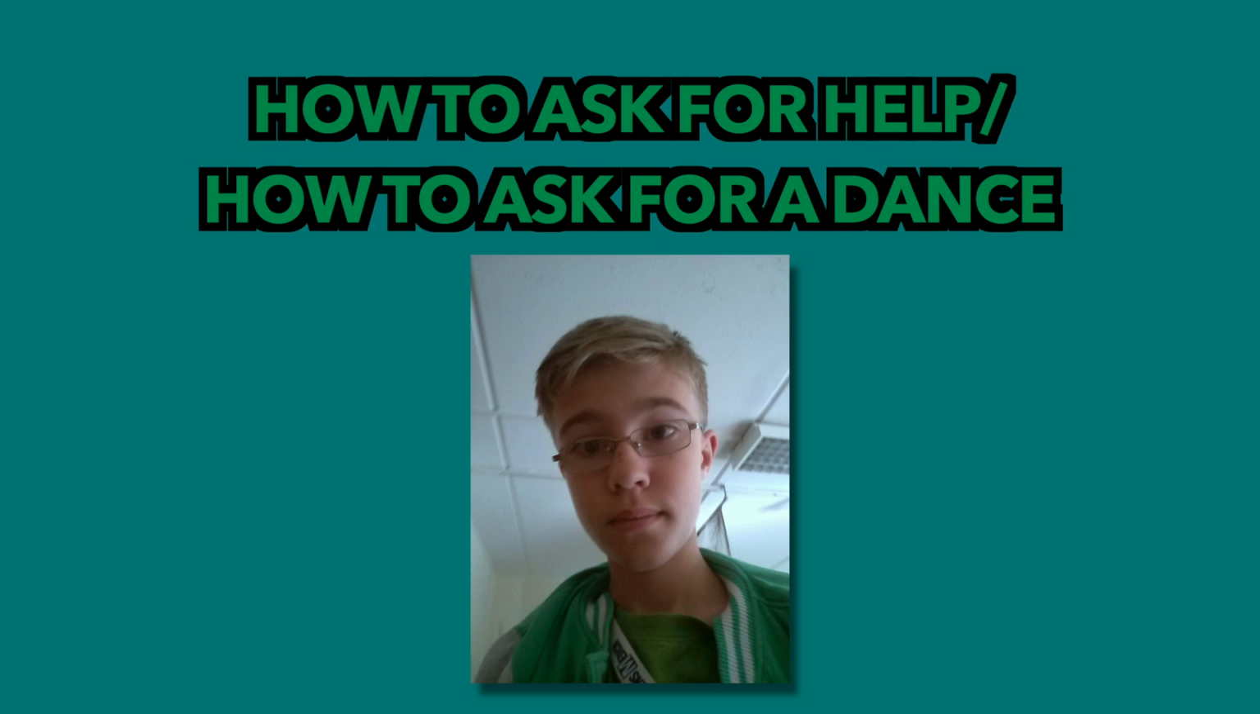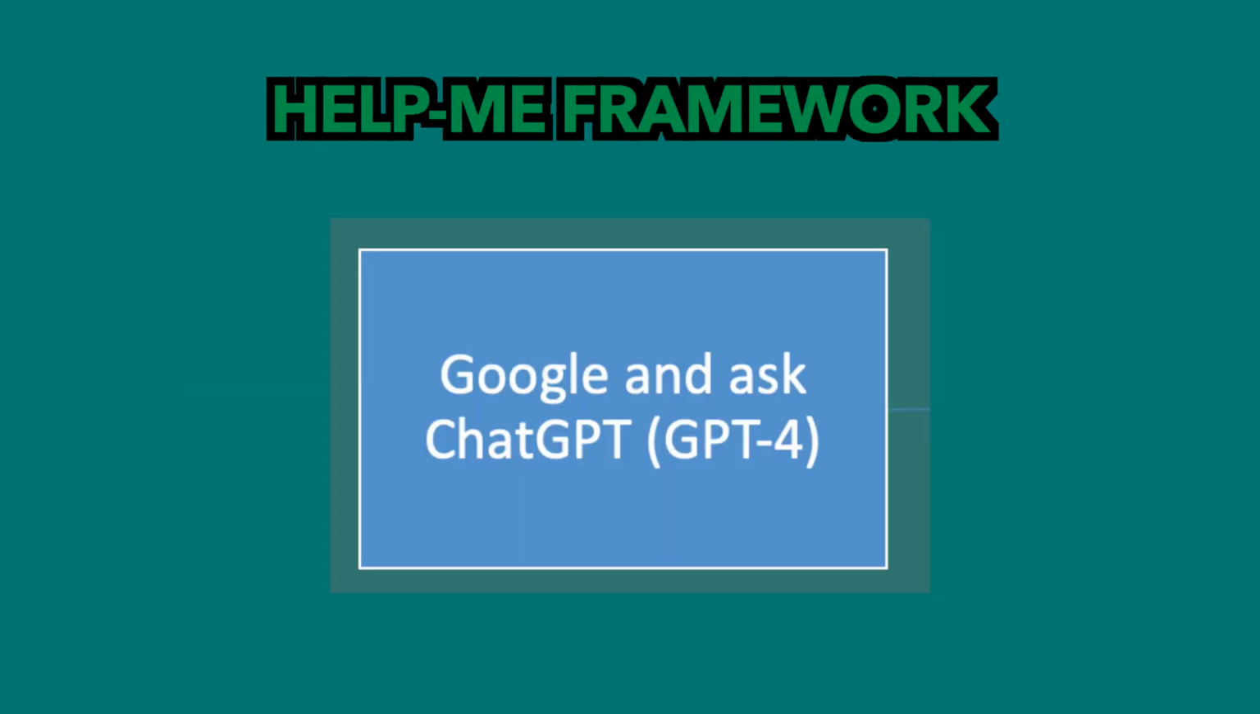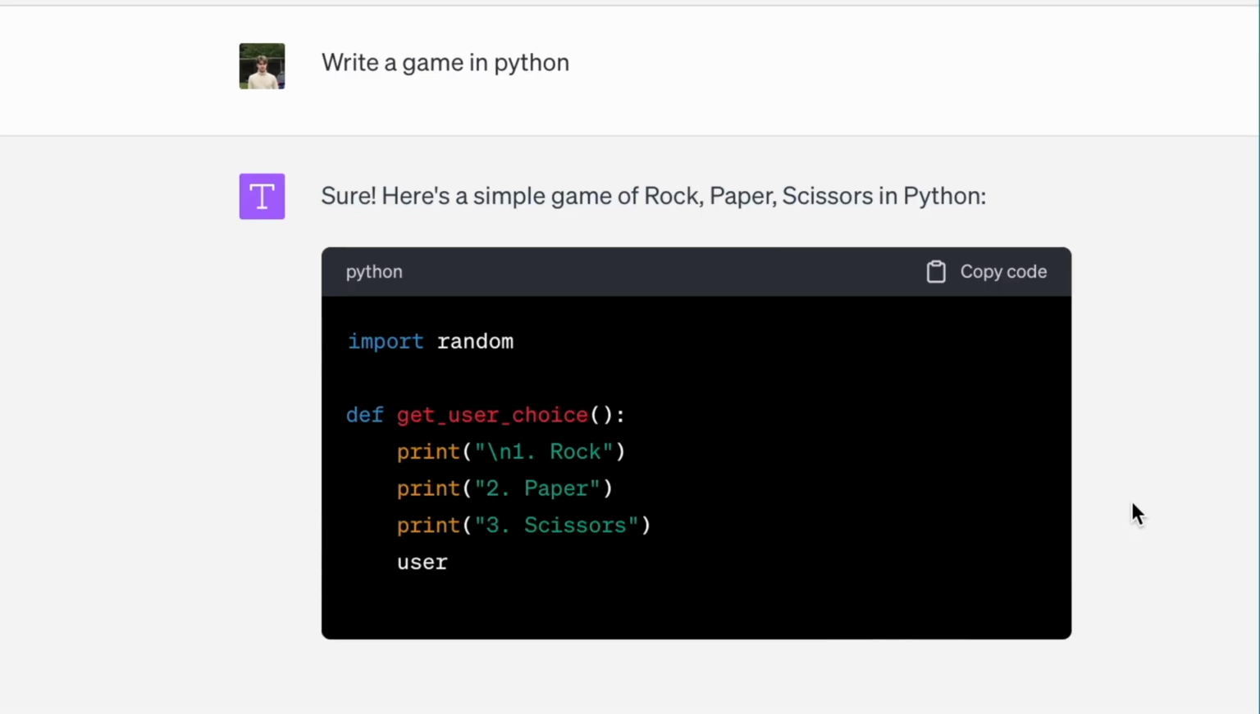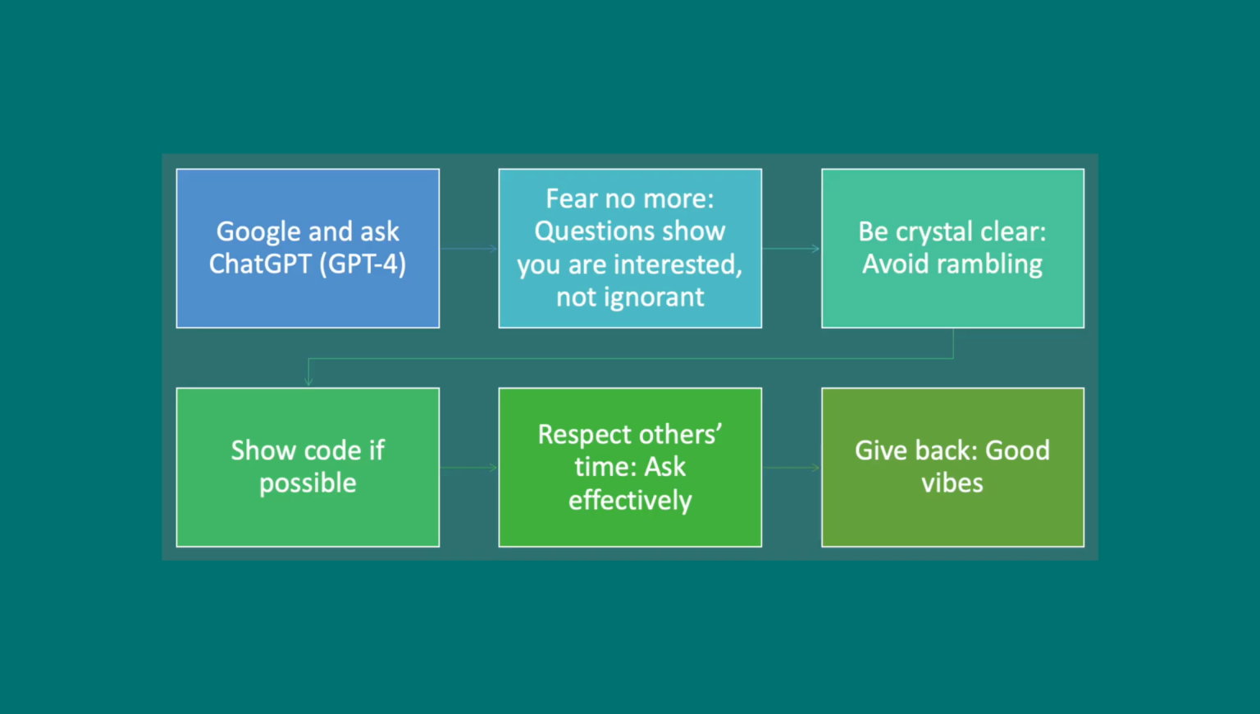Asking for help is like asking for a dance. Not that I've ever done that, but the principles remain the same. Be clear, polite, and easy to follow. This is my help me framework. First, Google and ask ChatGPT, preferably GPT-4 if you can afford it. It answers 90% of my questions, and in the rare case that it won't answer your question, follow these steps to interact with another human.